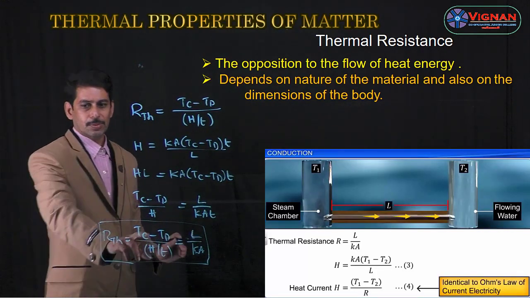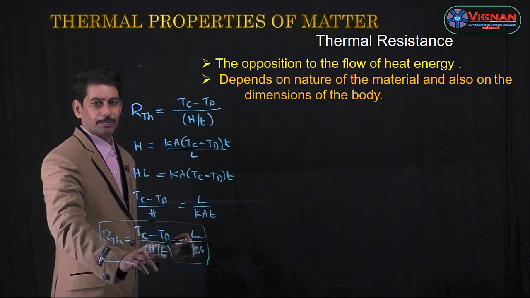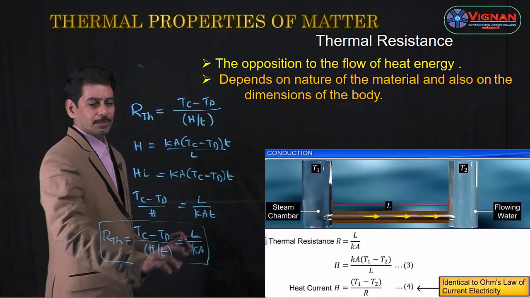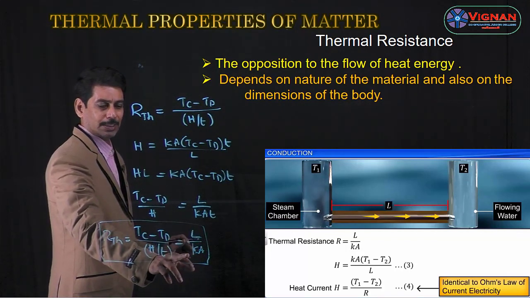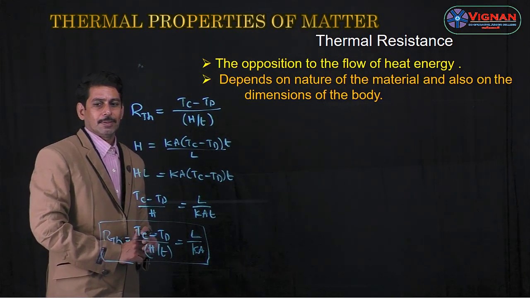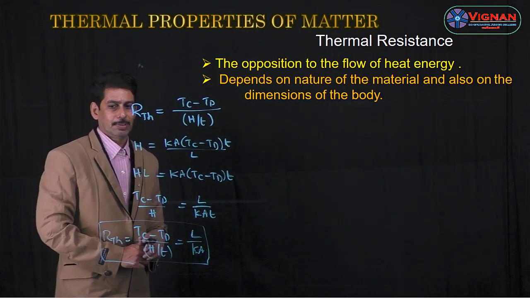RTH is equal to TC minus TD by H by T. That is nothing but the opposition to the flow of heat energy, which is nothing but L by Ka. Here L is the length of the bar, K is the coefficient of thermal conductivity and A is the area of cross section of the bar. And now we will write the units and dimension formula for thermal resistance.